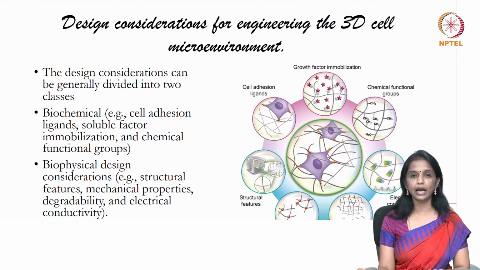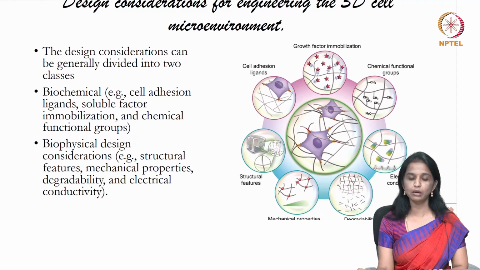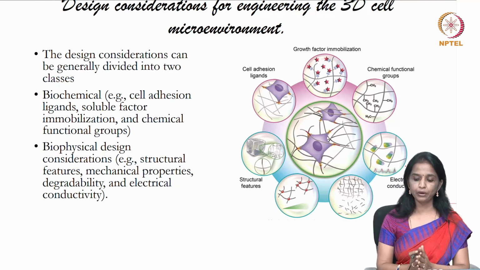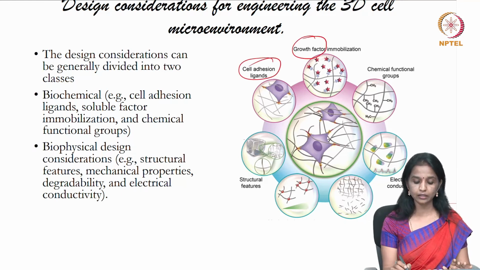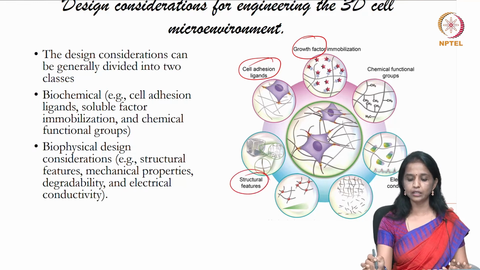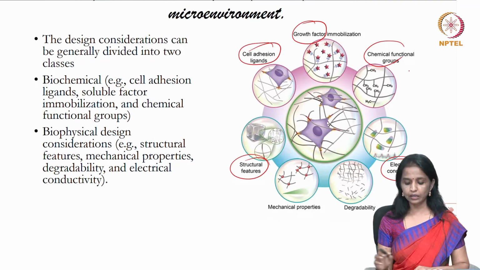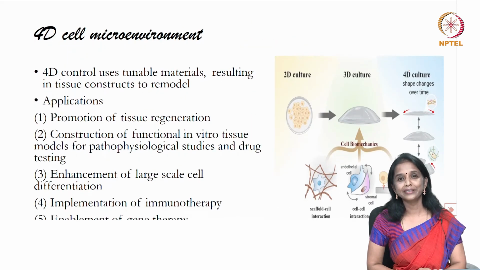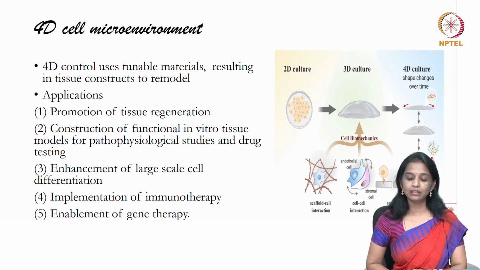Earlier we had two-dimensional culture, and the last few years were about the three-dimensional microenvironment. The three-dimensional microenvironment again involved a lot of aspects: growth factors, cell adhesion ligands, structural features, electrical conductivity, chemical functional groups, mechanical properties and degradability. All these factors defined the 3D microenvironment, and now the world has moved on to the 4D microenvironment. So what is the difference between a 3D and a 4D culture?